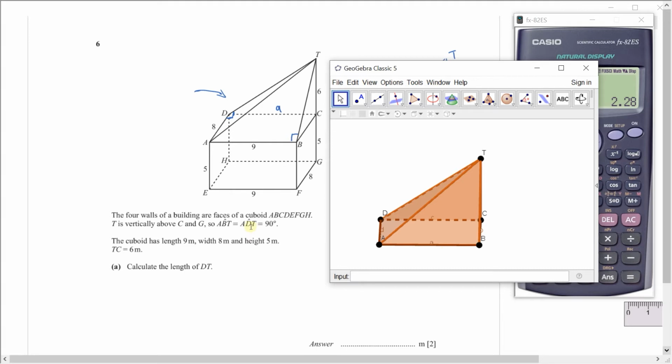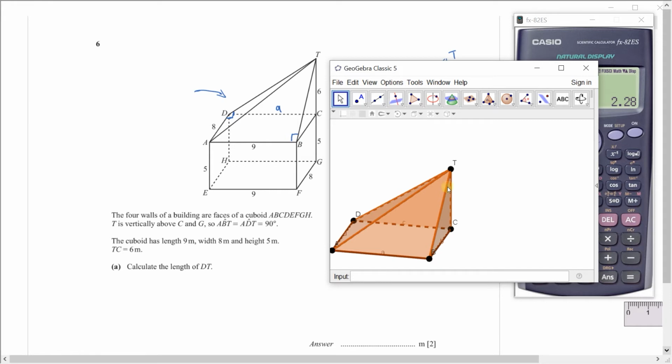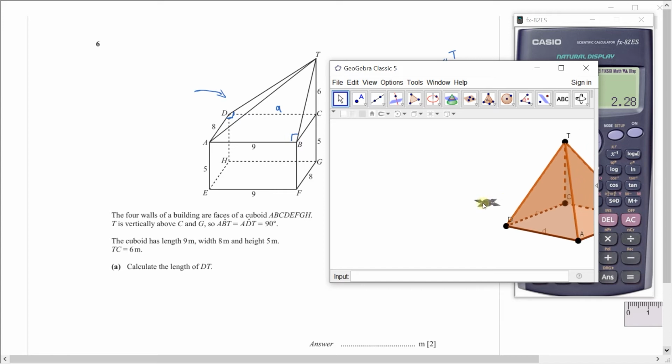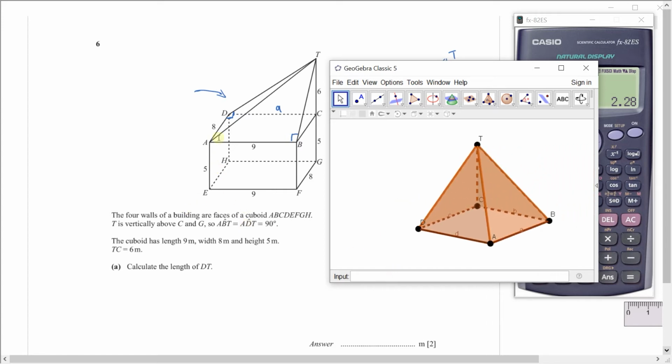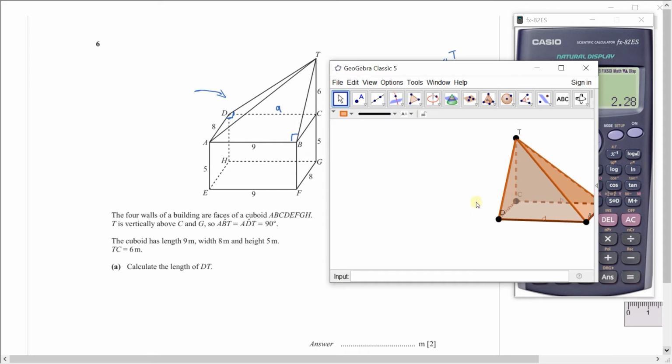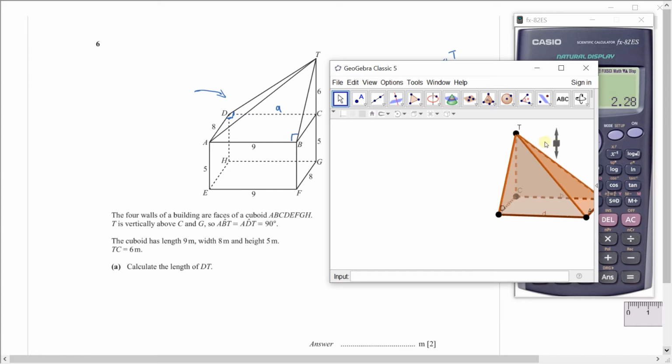Here at the front, you're given in the question as well that ABT is also 90 degrees because this line is going straight towards T. So it's like going in the same direction as this line BC. So it's just above this line going in this direction. So this also makes a 90-degree angle here. And similarly, if you look from this side, you're also given angle ADT is also 90. So that means this angle here, ADT, is also 90 degrees.